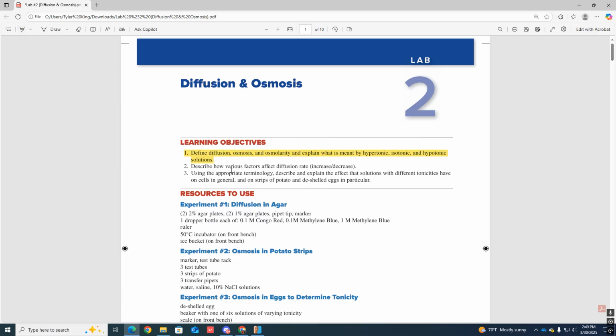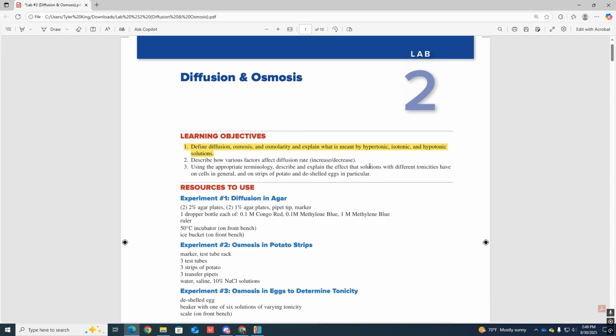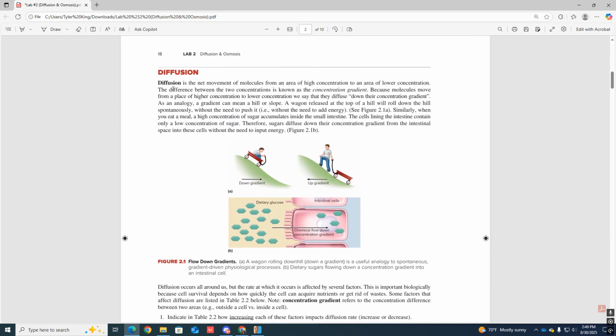Okay. All right. Now we have number 2. Describe how various factors affect diffusion rate. Let's scroll down. So what is diffusion? As we mentioned above, it's the net movement of molecules from an area of high concentration to low concentration. The difference between two concentrations is known as the concentration gradient. Because molecules move from a place of higher concentration to lower, we say that they diffuse down their concentration gradient, okay? We say that they diffuse down it because it's easy, it doesn't take any effort, right?